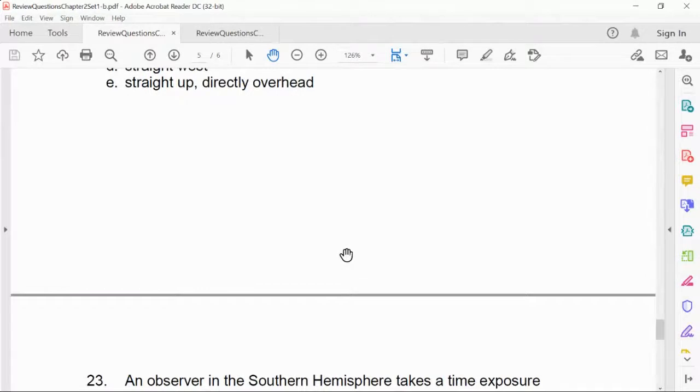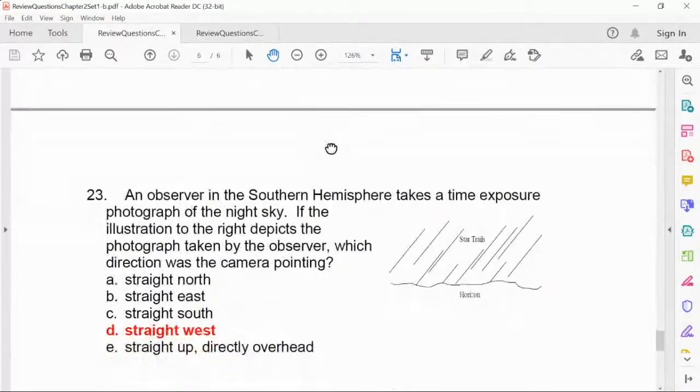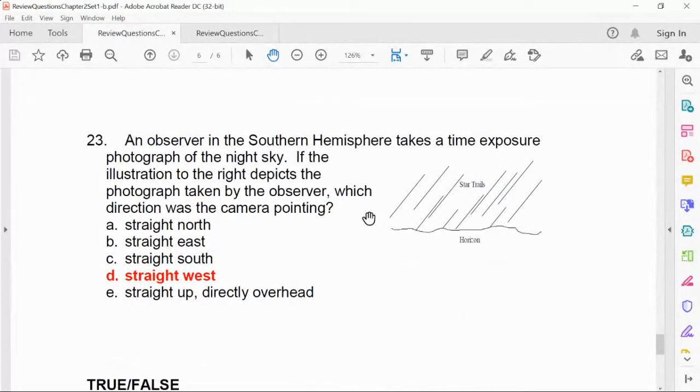And I told you, you can use these things basically to tell time and to tell direction. Now, if you are in the southern hemisphere and you see rising for stars, that means the camera is pointing where? Is pointing west. And remember what I told you, directions are opposite if you are in the southern hemisphere to what you have here in the northern hemisphere.